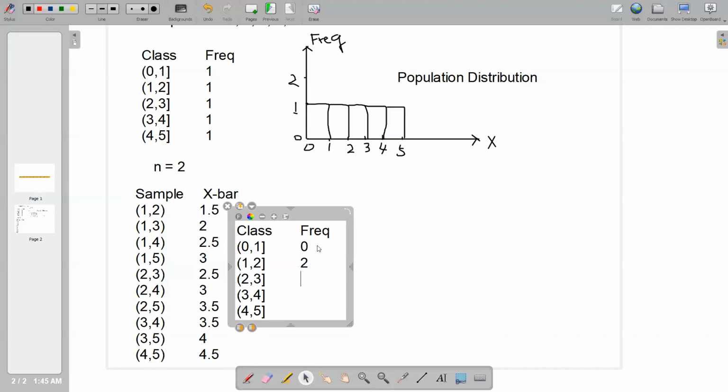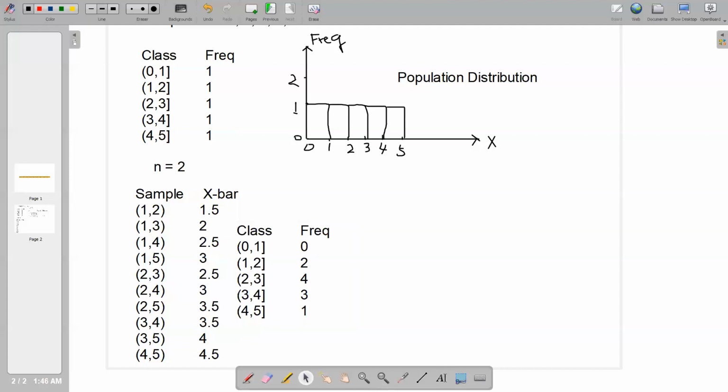How many X bar are there between 2 and 3? So we have 2.5, 3, 2.5, and 3. We have 4 of them. And between 3 and 4, we have 3.5, 3.5, and 4, including 4, right? So I have 3. And then between 4 and 5, only 1.